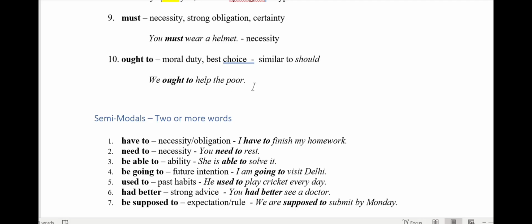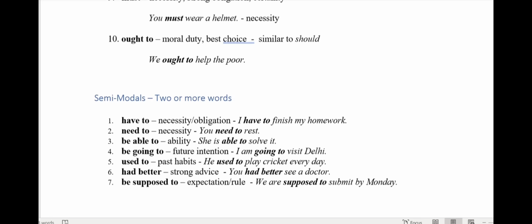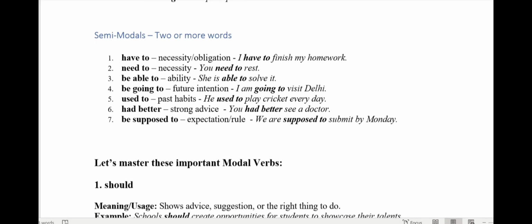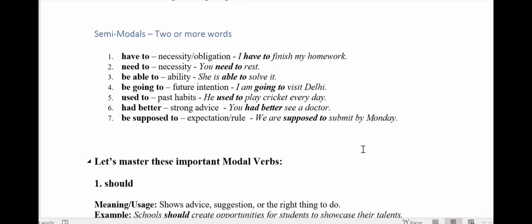Right. Now we move on to the semi-modals. What are these? These are two or more words. And what is the general mistake? You forget to write the following word after the modal verb. For example, it is have to. It is not only have. It is have to. What is have to? Have to is necessity. Have to is obligation. So it is, I have to finish my homework. So something like, I ought to finish my homework. Ought to, have to, moral obligations.